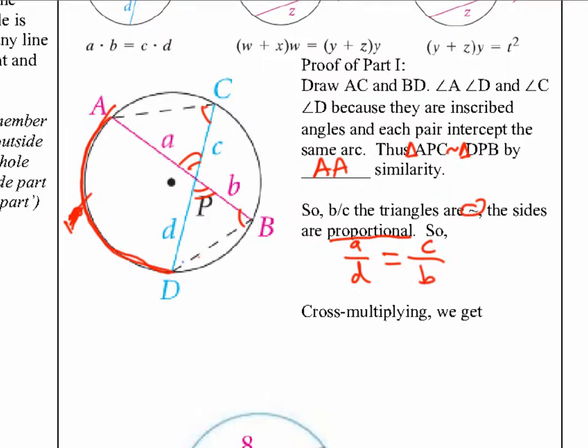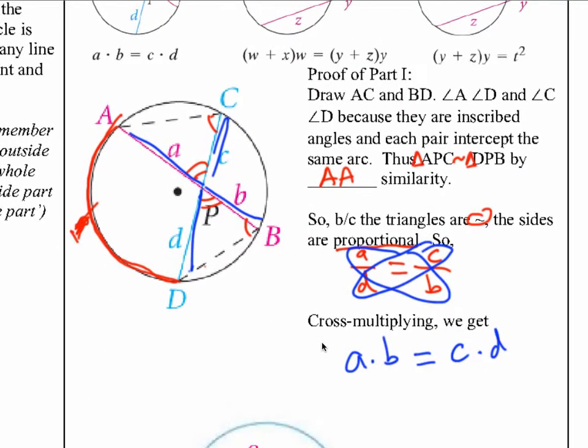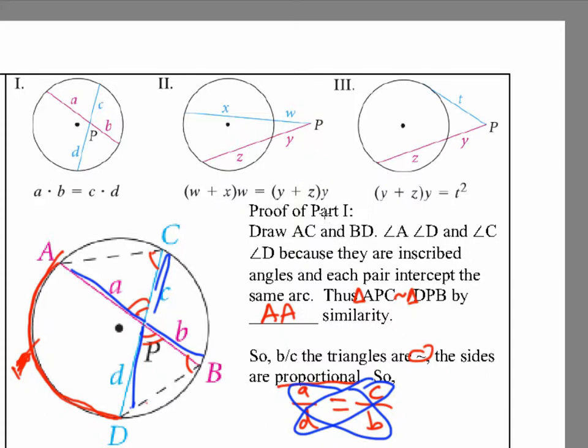If we cross multiply, we get A times B. In other words, this times this equals C times D. This times this. So that's why that previous one worked. Okay, I don't have proofs for the other two. Let me just explain them. So what do we have here?